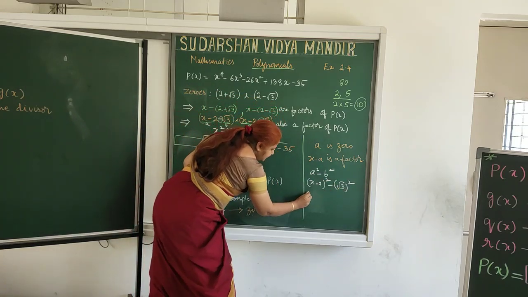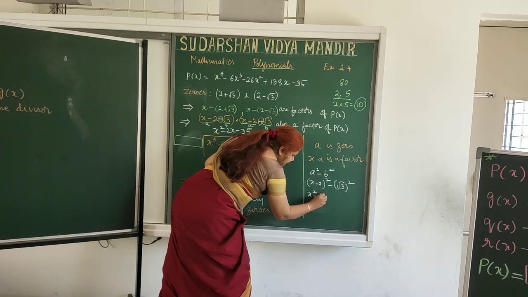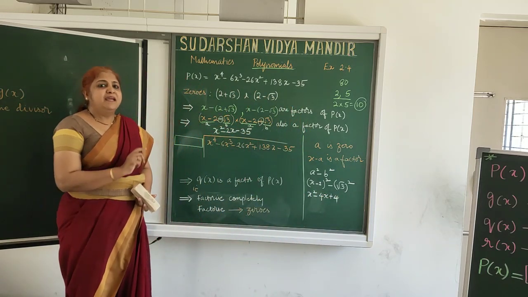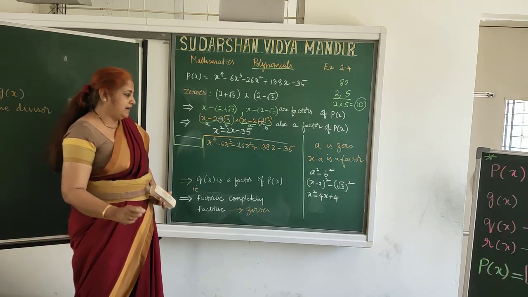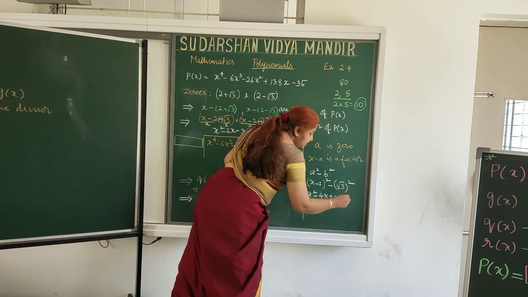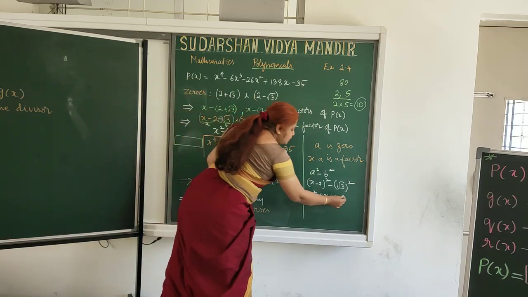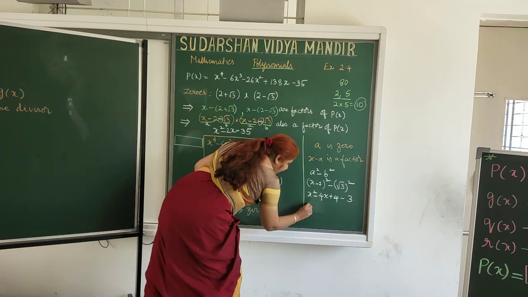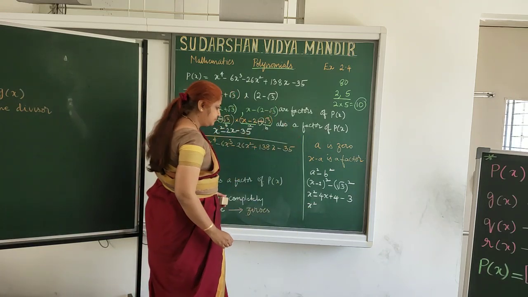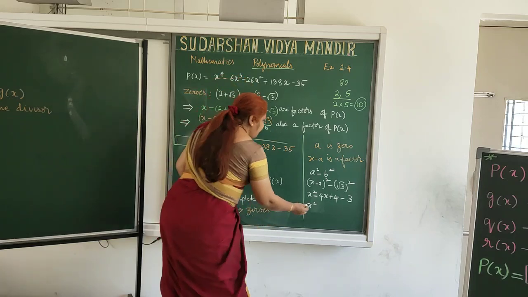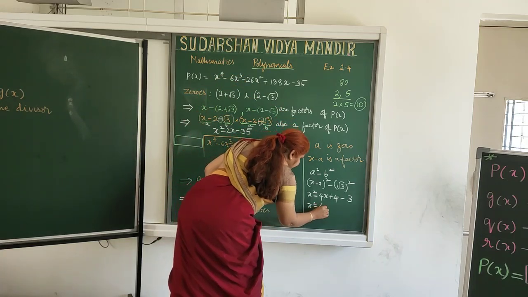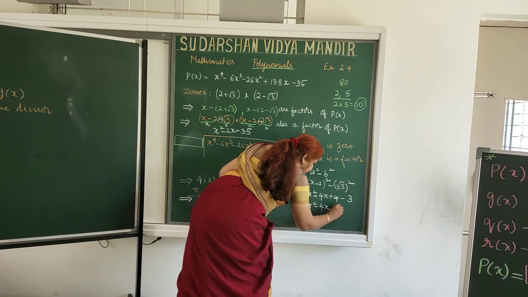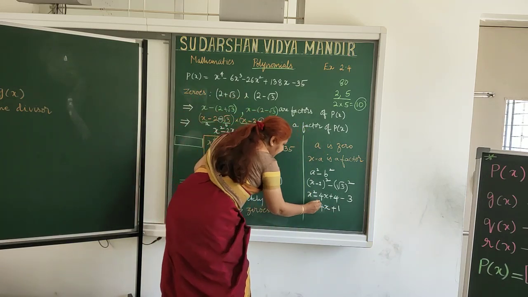Root 3 square. This will give you x squared minus 4x plus 4, using the formula A minus B the whole square, minus root 3 the whole square, which is 3. So you have x squared minus 4x plus 1. This is our product.